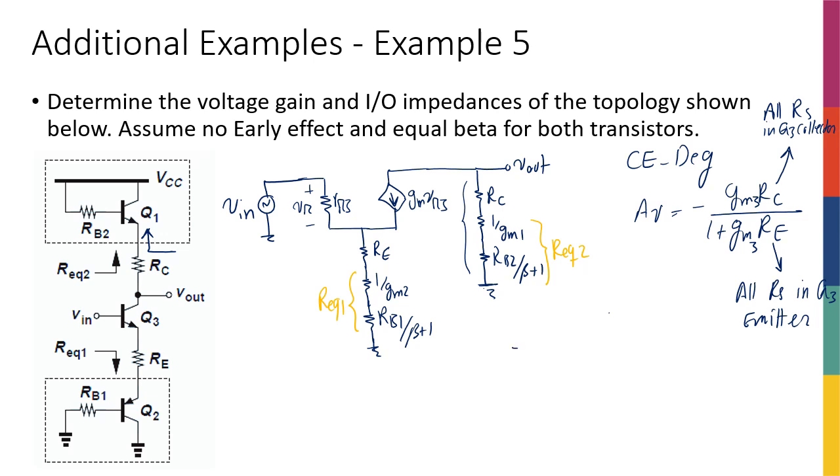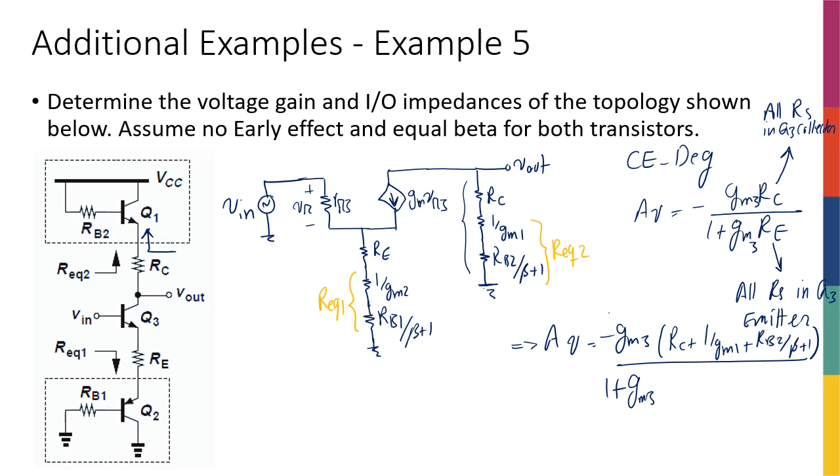Okay, so based on this, I can say that the gain is going to be negative gm3 times, what is RC? It's basically RC plus 1 over gm1 plus RB2 divided by beta plus 1, and the same term, so this over 1 plus gm3, and now RE, which is RE plus 1 over gm2 plus RB1 over beta plus 1. I wish the naming of this RE and RC was different.